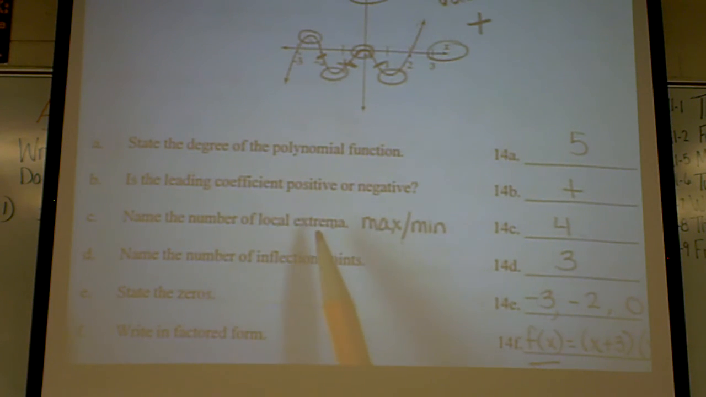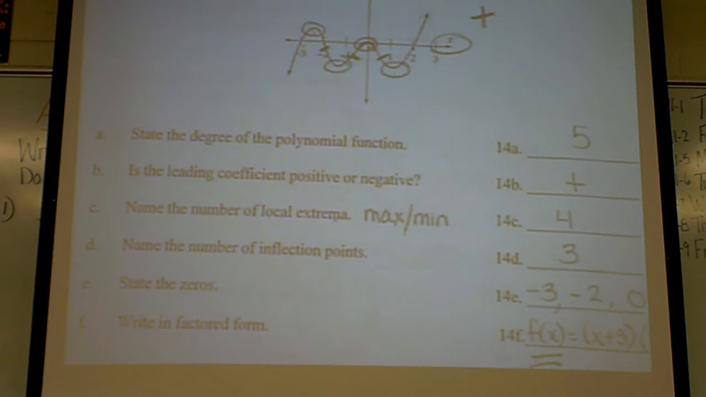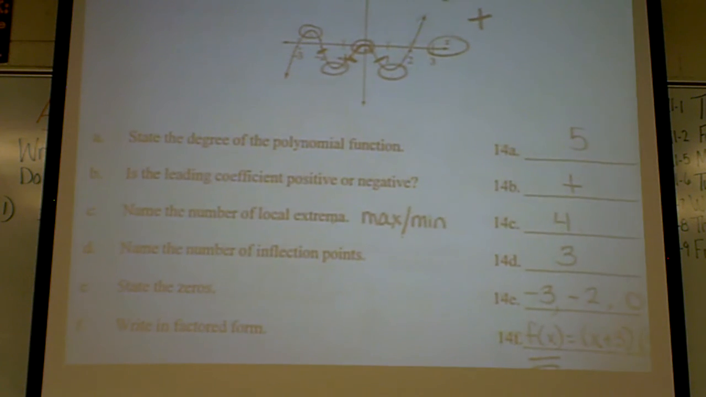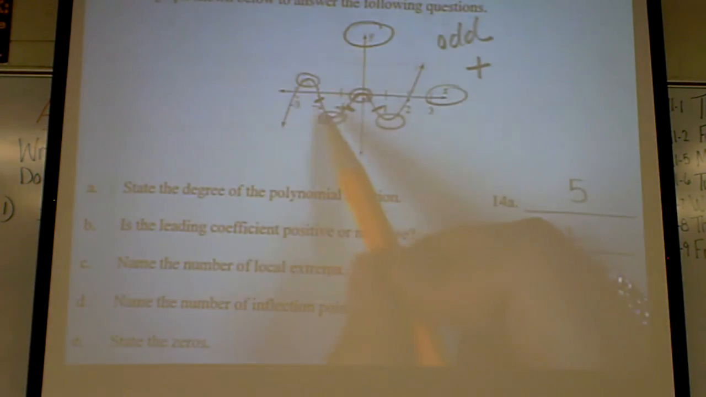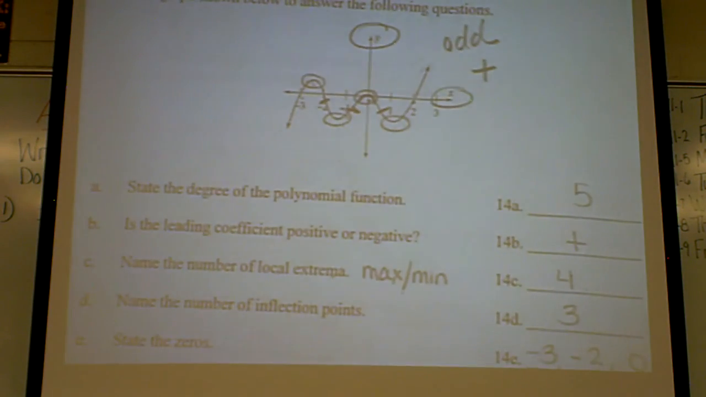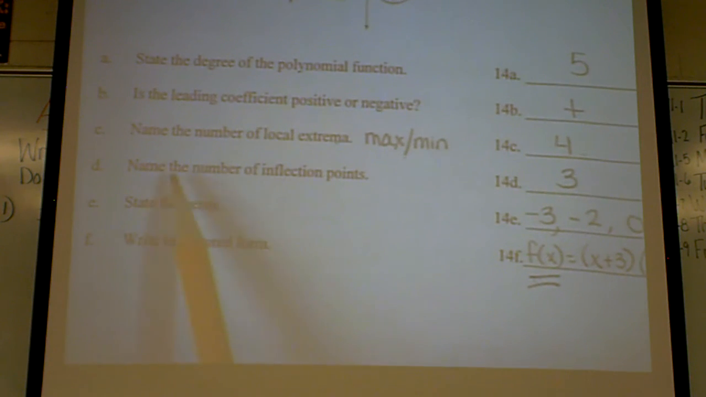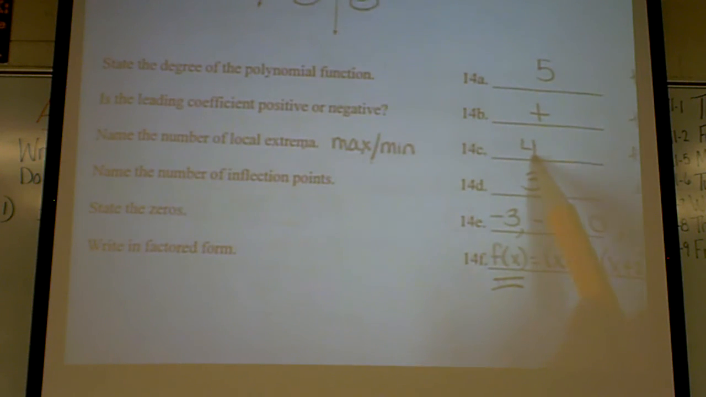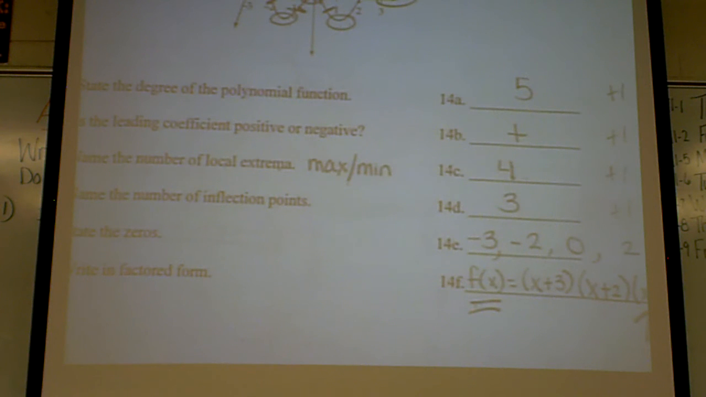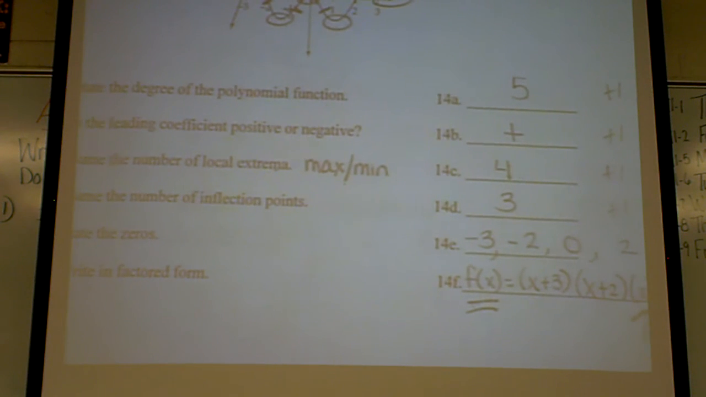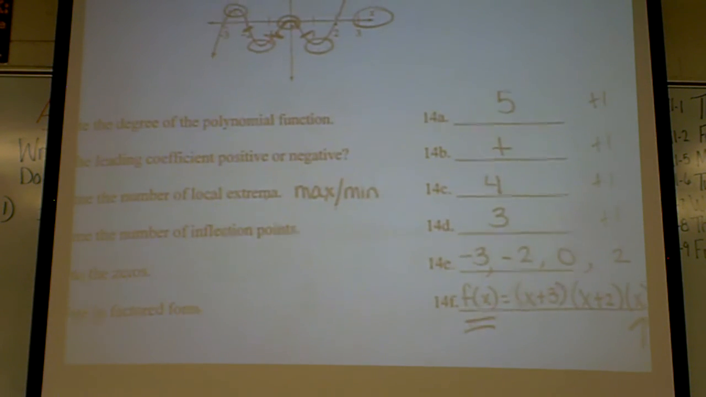Name the number of local extremas. That's the same thing as max and min. So this is always 1 less than your degree. You can just take 4, or you can just find the max and min and count them: 1, 2, 3, 4. The number of inflection points will be 1 less than your max and min, or 2 less than your degree. This was 3. Basically just count the local extrema, and that's how you figure it out.